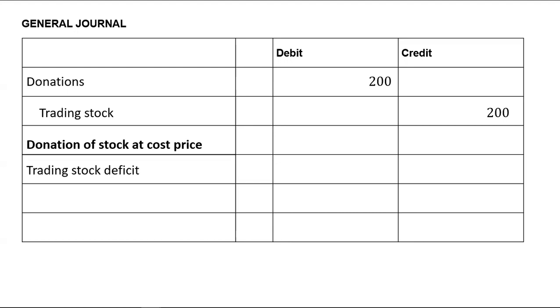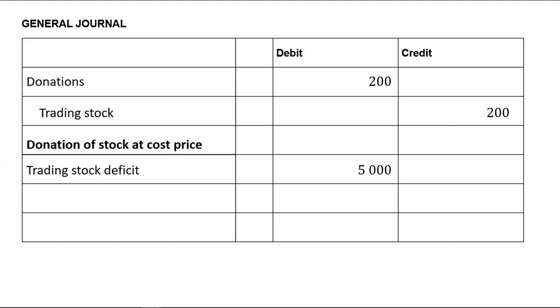All right. And obviously, there is an easier explanation of what I'm doing right now: trading stock deficit is all accumulated losses of trading stock. So it might have been due to theft, it might have been due to obsolescence, it might be due to damage. All right. So all of those will be regarded as an expense. And our expense in this case is sitting at 5,000 rand.